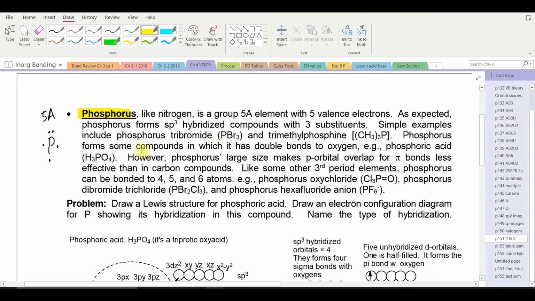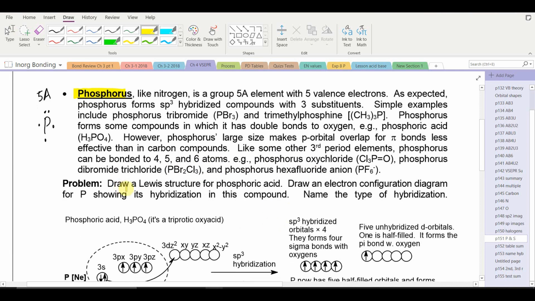Phosphorus forms some compounds in which it has double bonds to oxygen, for example, phosphoric acid. However, phosphorus's large size makes p orbital overlap for pi bonds less effective than in carbon compounds. Like some other third period elements, phosphorus can be bonded to 4 or 5 or 6 atoms. I have some examples here.